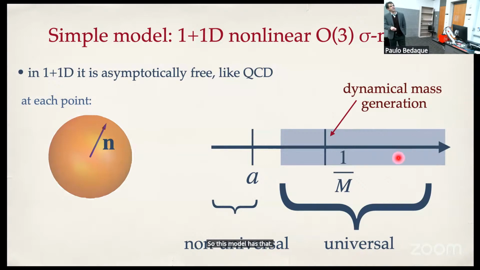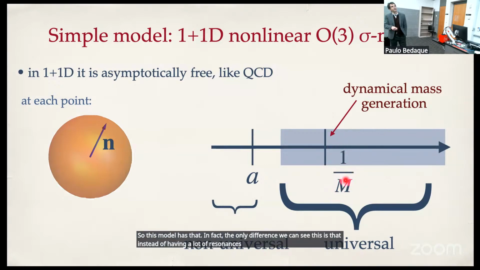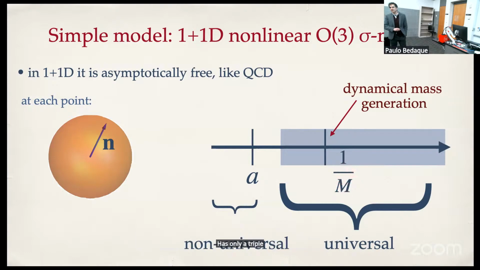In fact, the only difference from QCD is that instead of having a lot of resonances that you can fill a book with, it has only a triplet of particles with this mass, and that's it. It's a simple model.